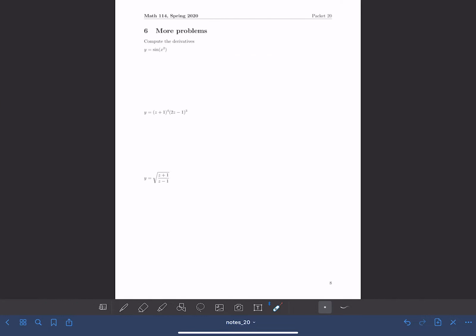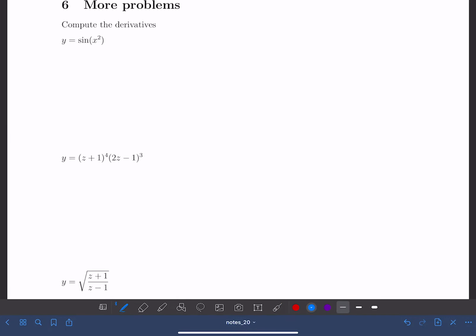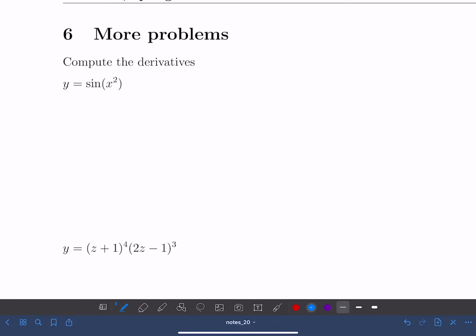Let's do a few more problems here. Let's start with y is equal to sine of x squared. And let's figure out what y prime is equal to. Go ahead and pause the video and give this one a try, and then unpause it when you're ready to see me work through it, okay?